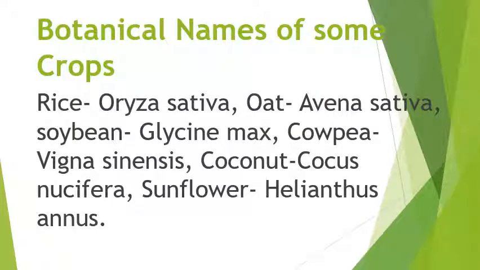Now let's look at some of the crops, the names given to them. Rice. Our rice is called Oryza sativa. Oats. Oats is called Avena sativa. Soybean is named Glycine max. Cowpea as well is called Vigna sinensis. Coconut is named Cocos nucifera, while the sunflower is called Helianthus annuus. I'm going to stop at that. We can get more and more of the names of these crops as we proceed in the lesson.